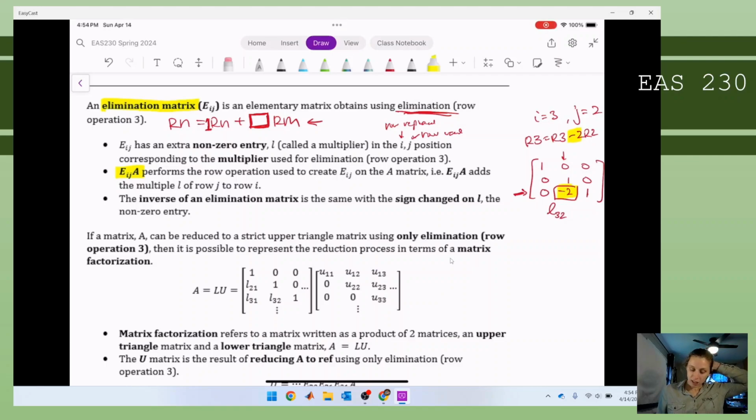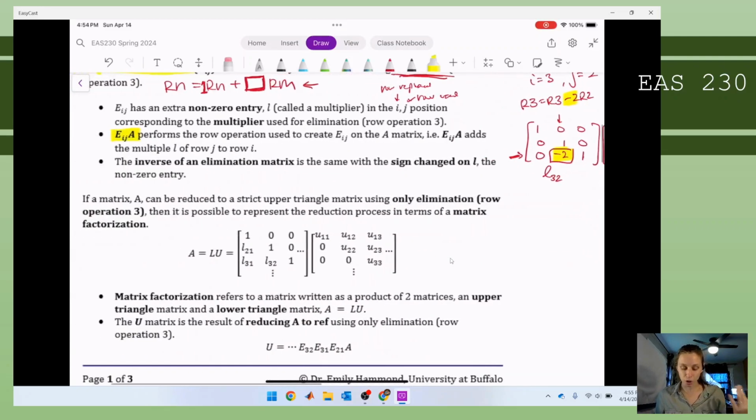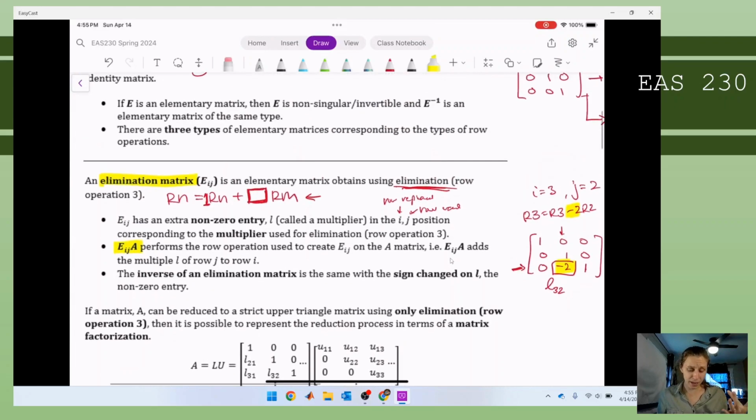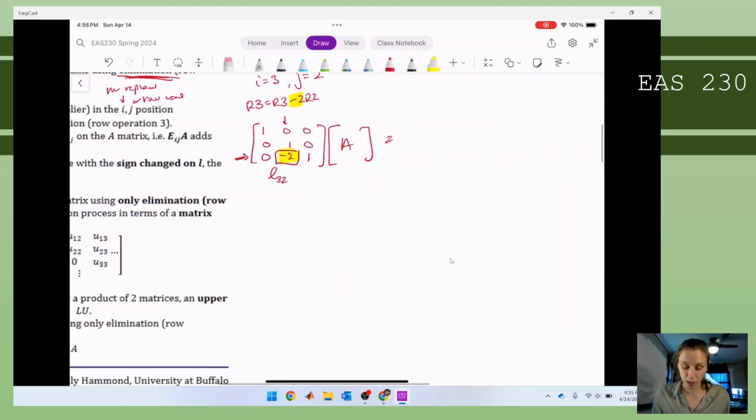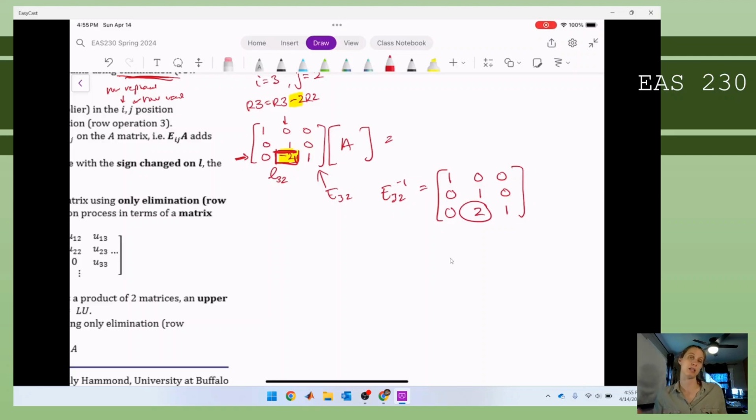Okay, last thing to note before we actually get to our matrix factorization method is when I do the inverse of an elimination matrix, of an elementary matrix, specifically an elimination matrix, I get the same matrix. So let's call this E32, because I replaced row 3 using row 2. E32 inverse looks exactly the same, except the sign on that multiplier changes. So now instead of it being -2, it's +2. And that's important later on.